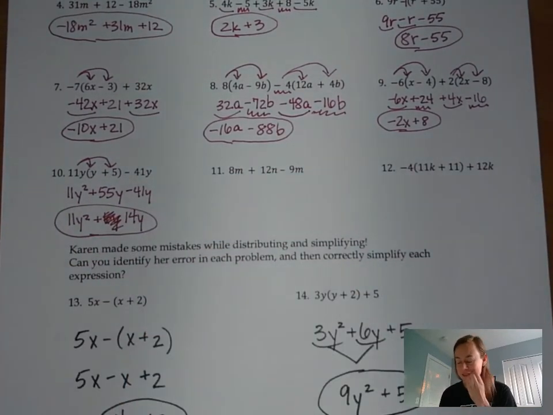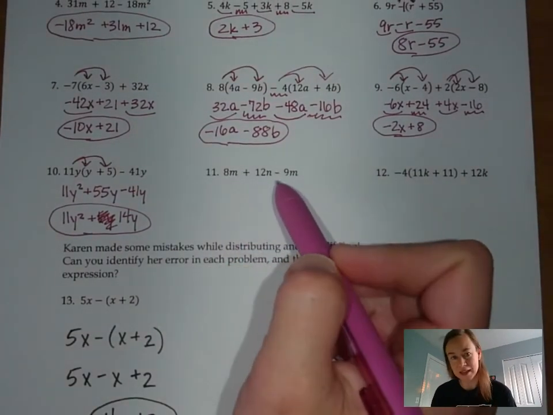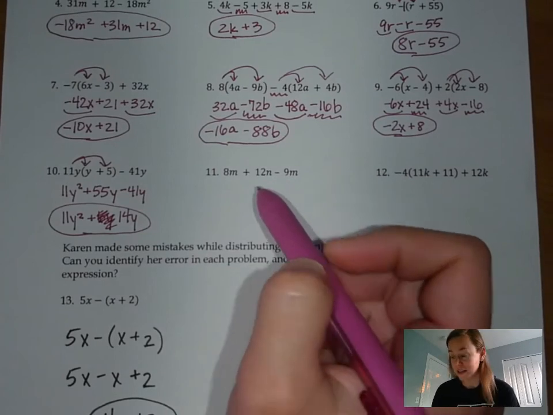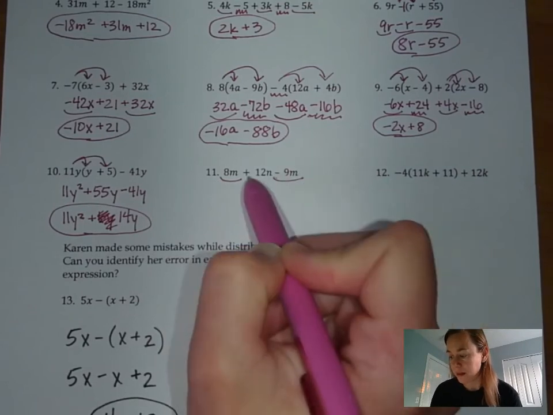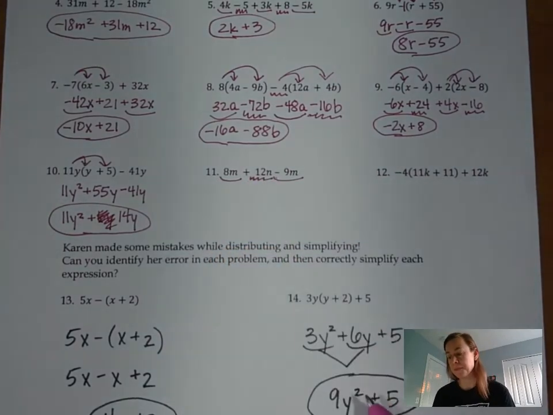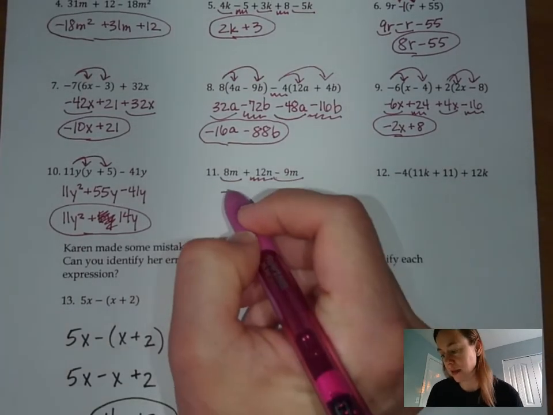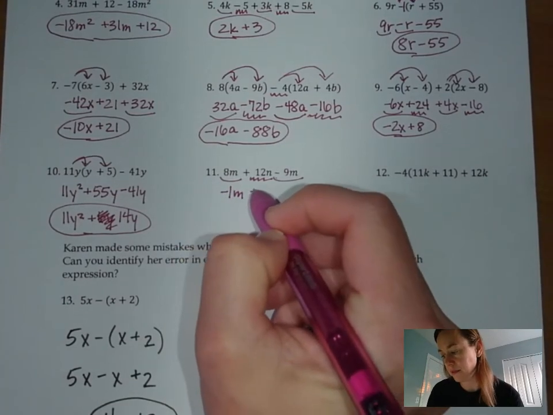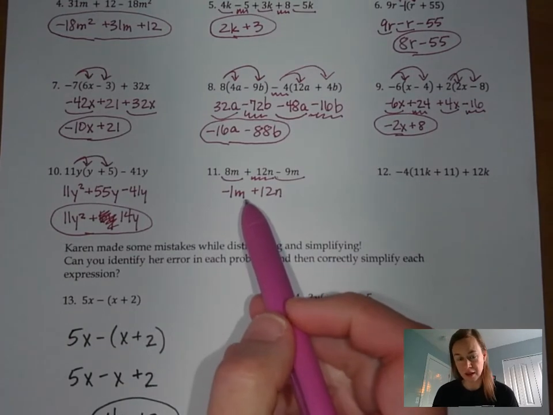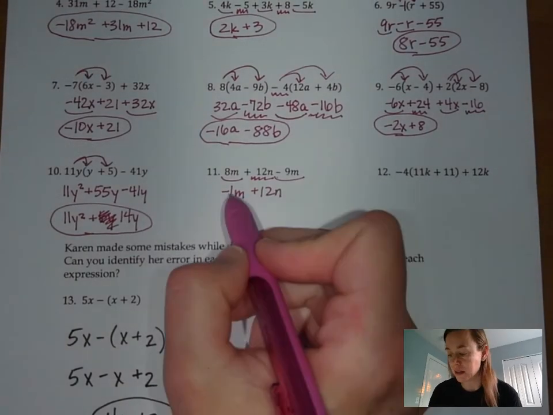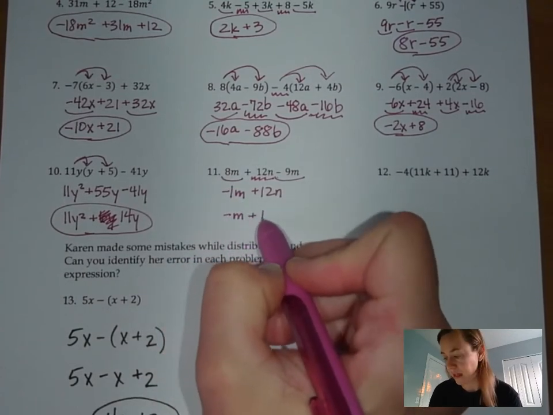Okie dokie. Going on to number 11. 8m plus 12n minus 9m. Okay, no distributing here. Let's just go ahead and combine our like terms. So we have some things with an m, and then we have this little guy with an n. So +8 minus 9 is going to give us -1m plus 12n. Now you could write it like that, and that's totally fine, but more often you're going to see it without the 1 there. So in other words, -m plus 12n.